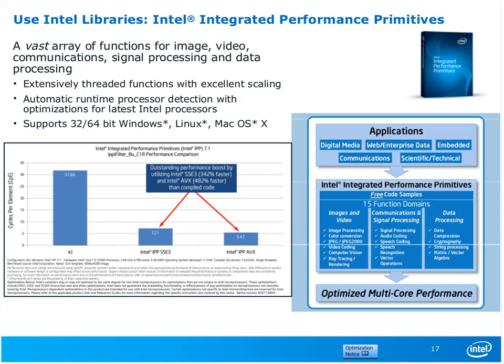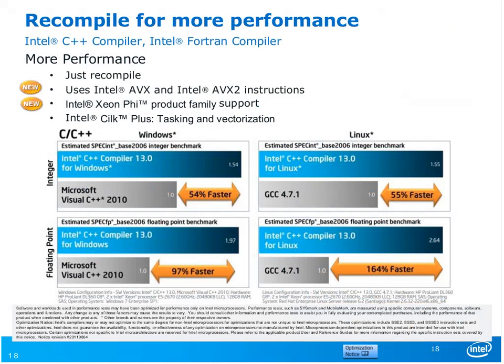The third one is our compilers. We've got our C++ compiler and a Fortran compiler, and we're constantly measuring our performance against GCC or Visual Studio. What you're seeing here is that we believe our compiler is usually quite a bit faster, although your mileage may vary.